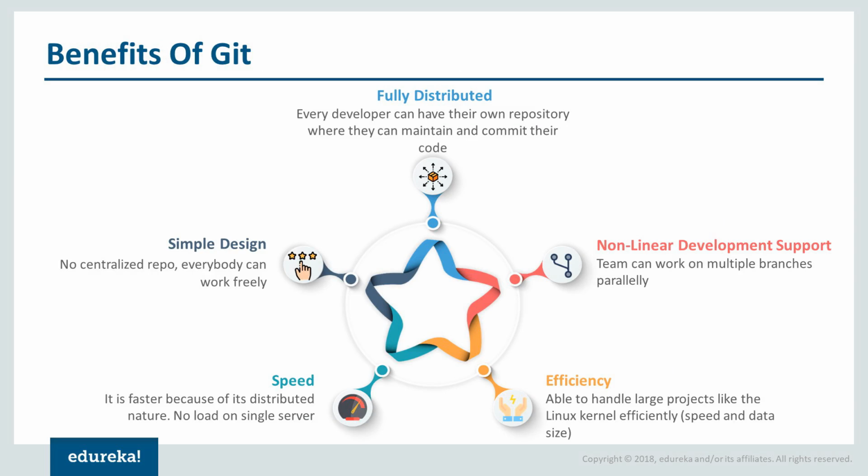Here are some benefits of Git. One, it is fully distributed, so developers can work in parallel in different branches, which means they can work in an isolated environment. Non-linear development support, which is again the Git branches, so they can work on multiple branches in parallel. They are efficient because they are able to handle large projects like the Linux kernel efficiently. They are faster because they are distributed in nature. There is no load on a single server, same as with the web-scale architecture that we see. The design is simple because there is no centralized repository and everybody can work freely.